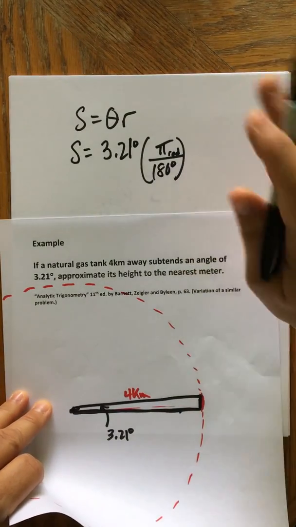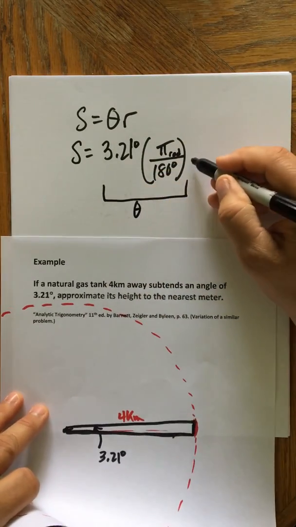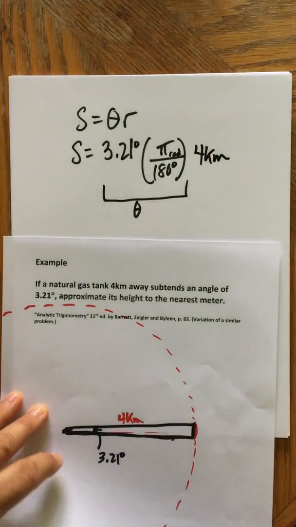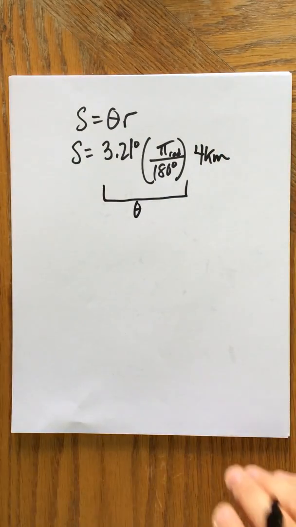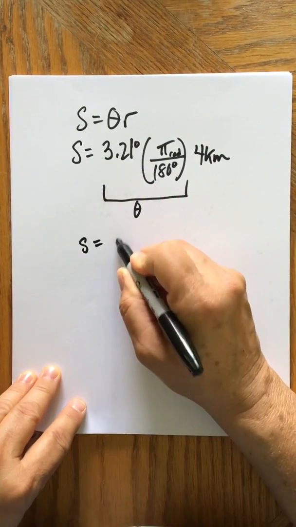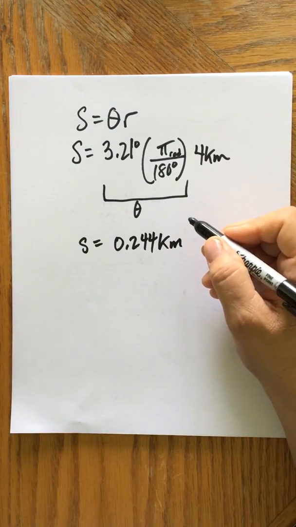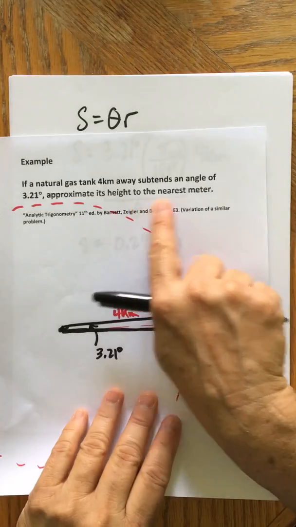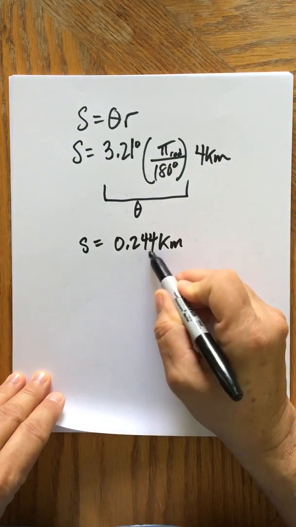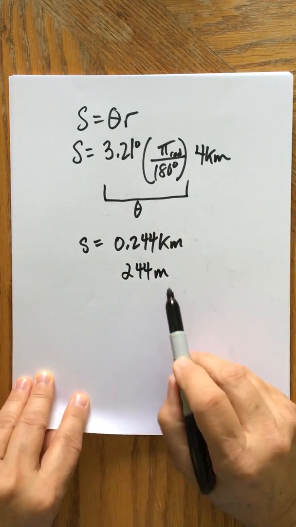So pi is just a number, right? And here's theta, all of this is theta. And now the radius is 4 kilometers, and all I have to do is multiply all these. When I multiply all these out, I'm going to get S is 0.244 kilometers. They want us to round to the nearest meter, so I have to move the decimal over 3 places, so I'd have 244 meters. That's what I'd have.